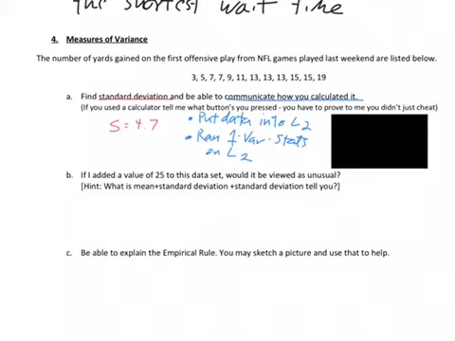Continuing on, looks like question little b here, or option B here. If I added a value of 25 to this data set, would it be viewed as unusual? And then I give you a nice little hint and a little reminder. I'm not going to give you hints like this on the exam on Wednesday. So just think through that a little bit. Where did I get that hint? What does mean plus standard deviation tell you?